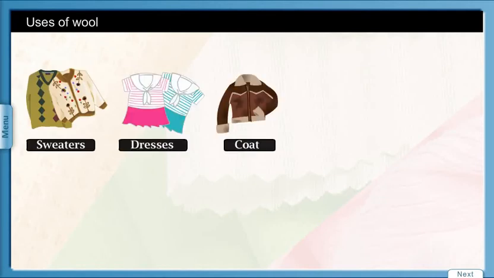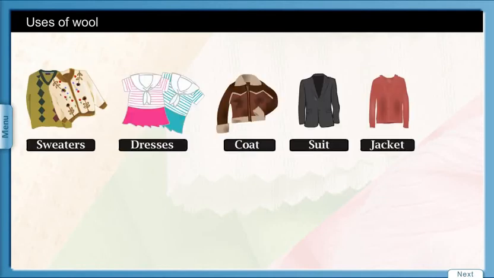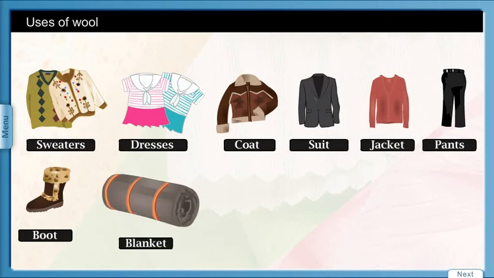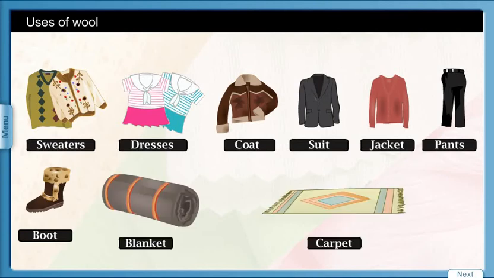Uses of wool. Wool is used to make sweaters, dresses, coats, suits, jackets, pants, and the lining of boots. It can also be made into blankets and carpets.